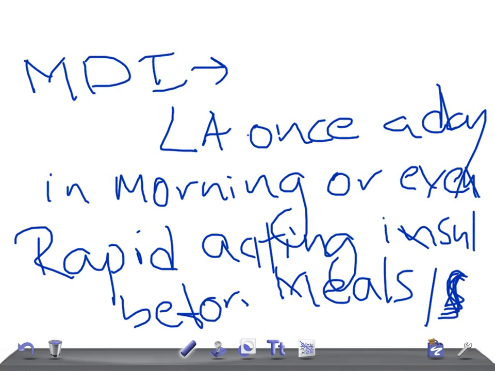So in multiple daily injections we give long acting insulin once a day in the morning or the evening, and the rapid acting insulin before the meals or the snacks, with the dose adjusted according to the carbohydrate intake and the blood glucose level. We give rapid acting because it starts its action very soon, so if the patient is taking snacks and meals, then we have to give rapid acting insulin. Whereas the long acting will cover the whole day. They act more than 24 hours, that's why.